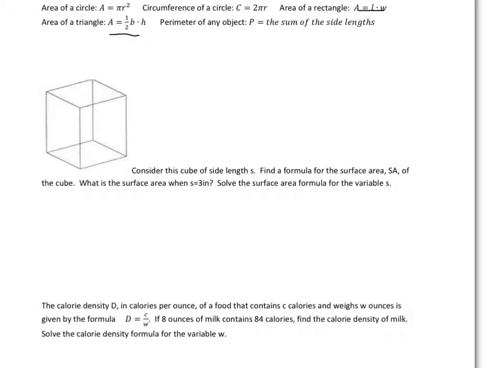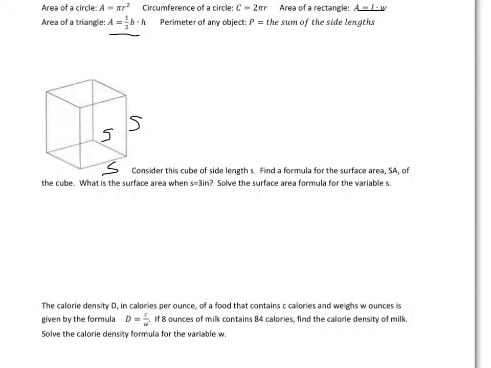The first one says, consider this cube of side length s. A cube, we assume, is an object where all the sides are the same length. So if that's s, and that's s, it's s tall, it's s wide, and it's s deep. We have those three dimensions labeled right there. We want to find the formula for the surface area of the cube.